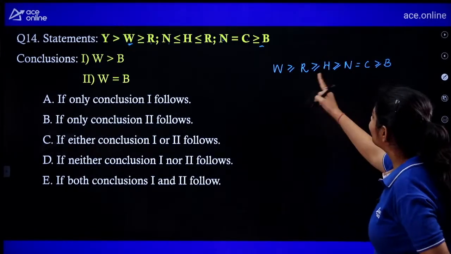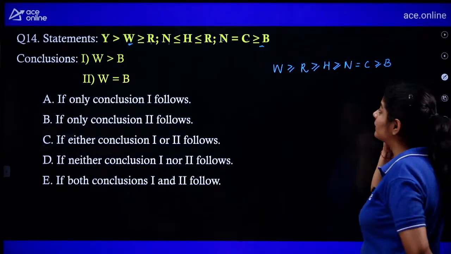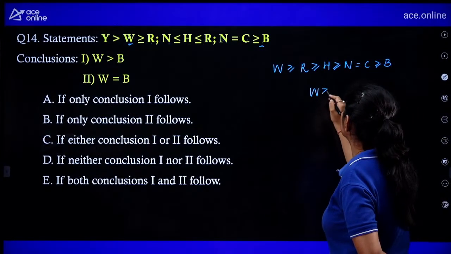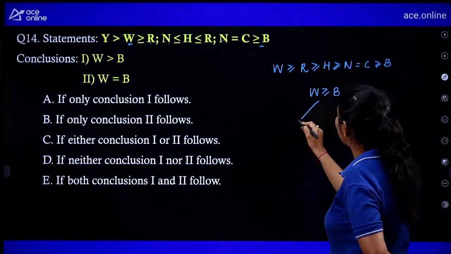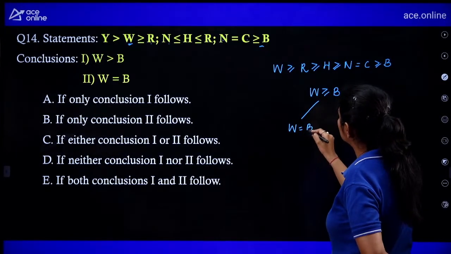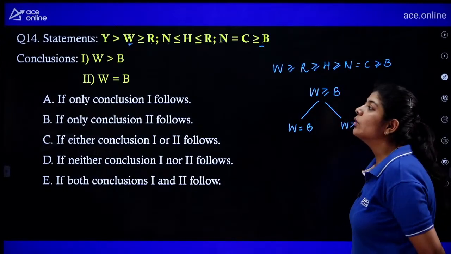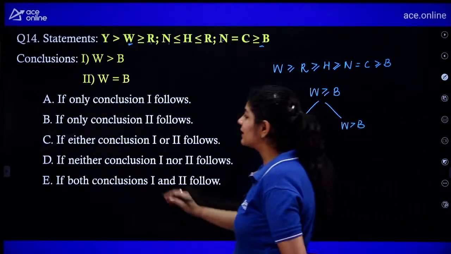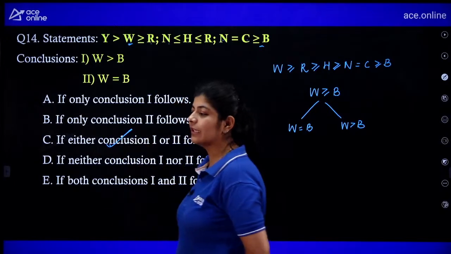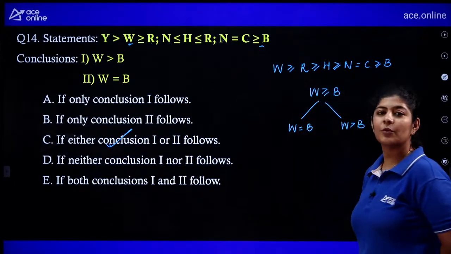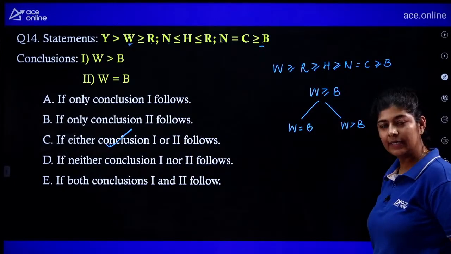So from this one, if I want to write down the relation in between W and B, I can write it as W is greater than and equal to B, which can be deduced as W is equals to B or W is greater than B. So we are having both as the conclusion. So we can say that either conclusion 1 or 2 follows. Either conclusion 1 or 2 follows, right? Next.